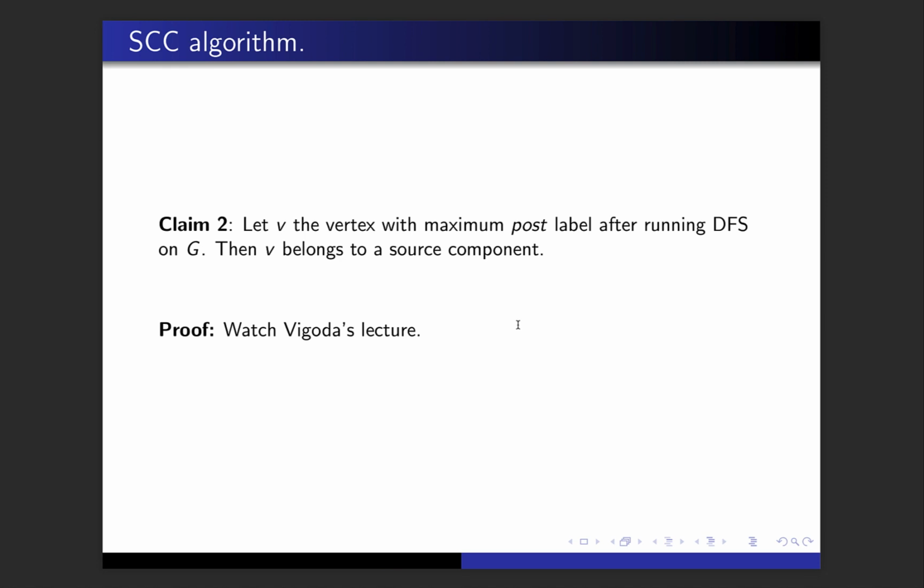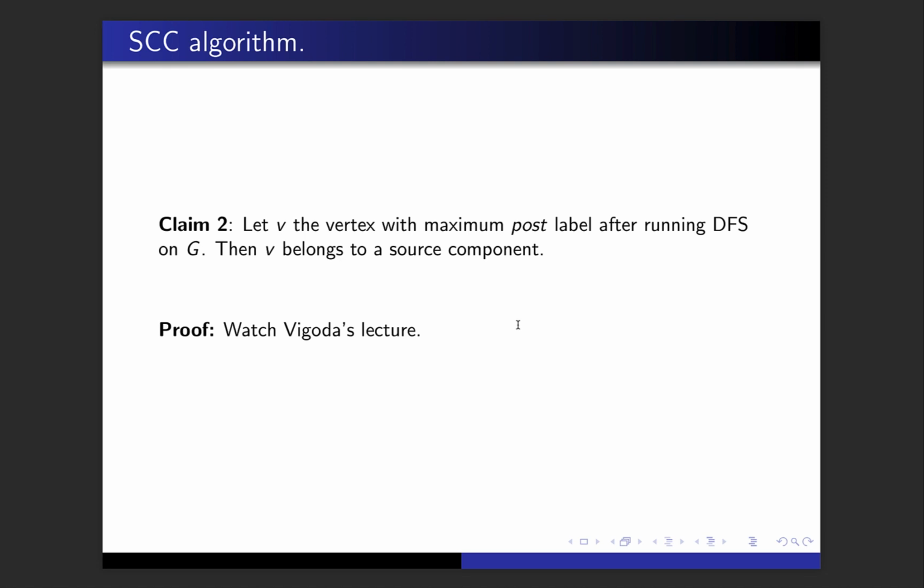Then V belongs to a source component. This is true. If you take the vertex with the maximal post label, that guy lies in the source component. In the component of that vertex, you only see edges coming out of it. And the proof of this claim is not as easy to present as the previous claim.